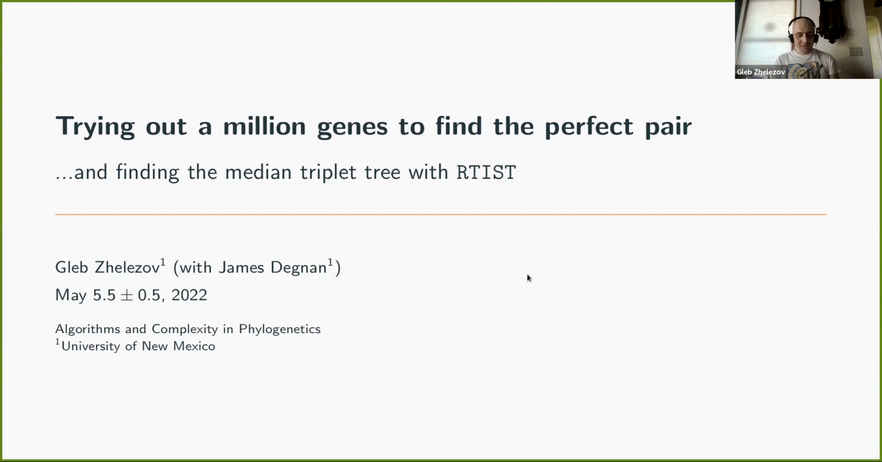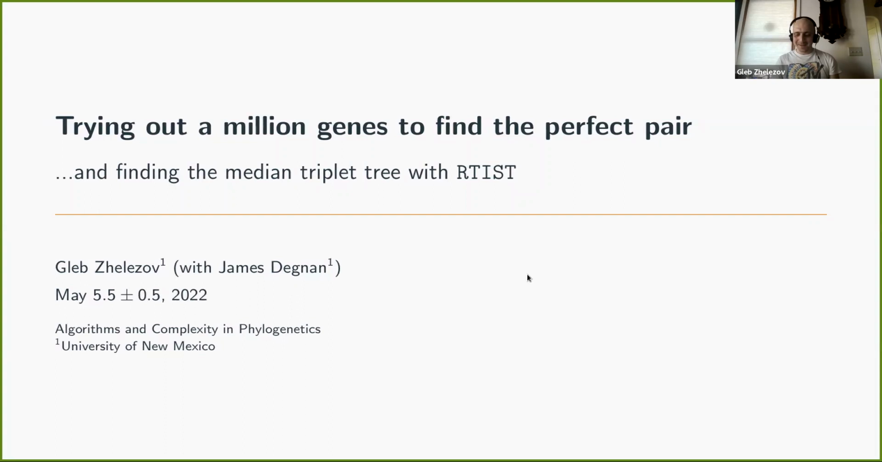Right, so this is going to be about a consensus method for finding a consensus tree. And this was just supposed to be, there were maybe too many word plays here, but yeah, something about genes, and also we'll introduce the program RTIST, which stands for rooted triple, gosh, I forgot, tree. James came up with the name.